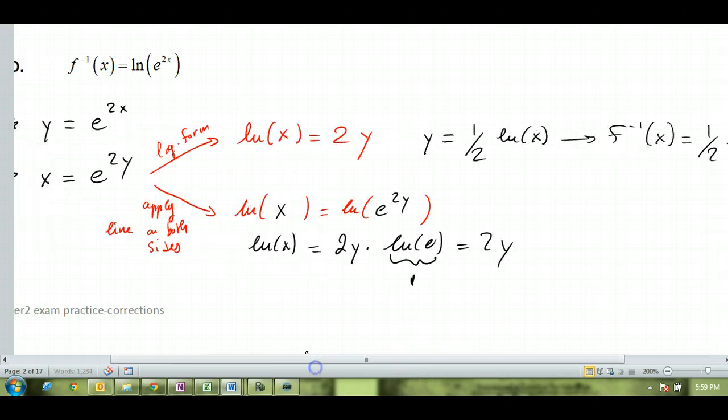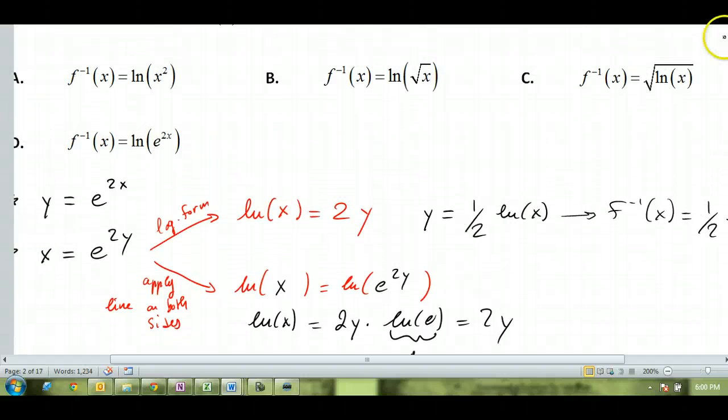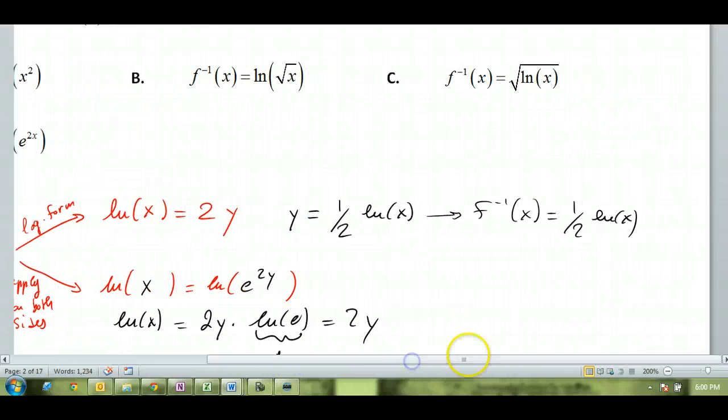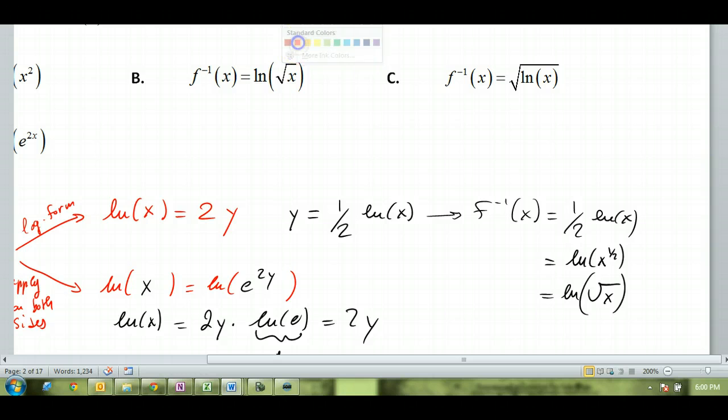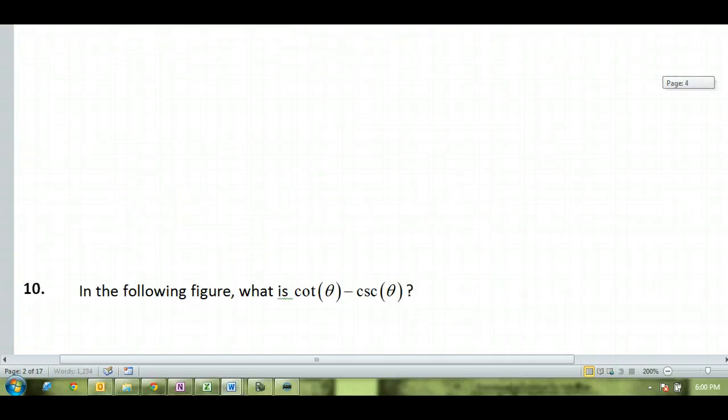So it's 1/2 of ln x. Do I have the answer? Let me see. Ln of x squared. No, I do not have this answer. But you know you can rewrite it differently, right? This is ln of x to the 1/2, and x to the 1/2 is square root of x. Do I have this one? Yes. You see, it was just changed. Okay.